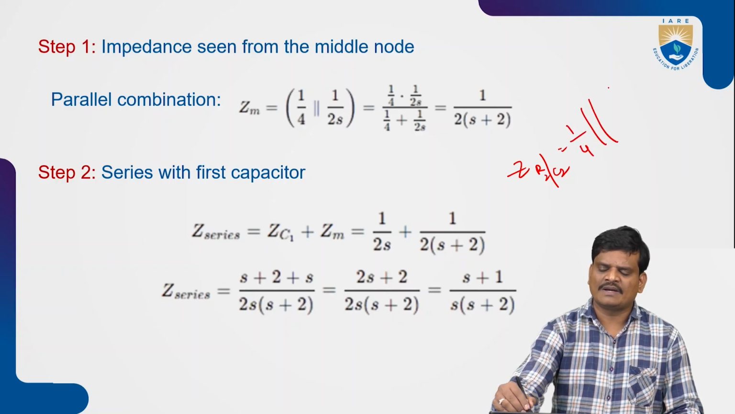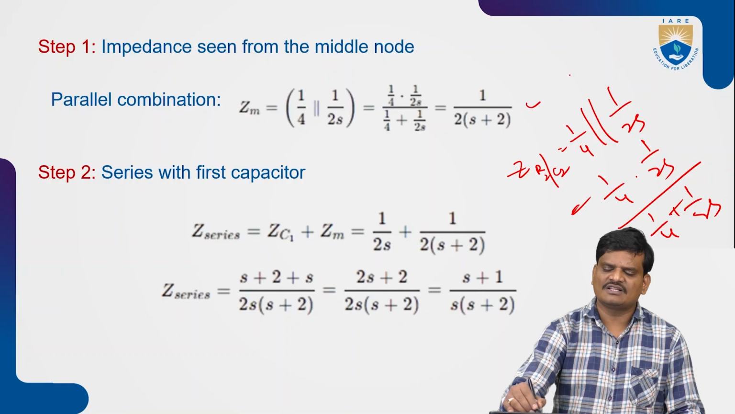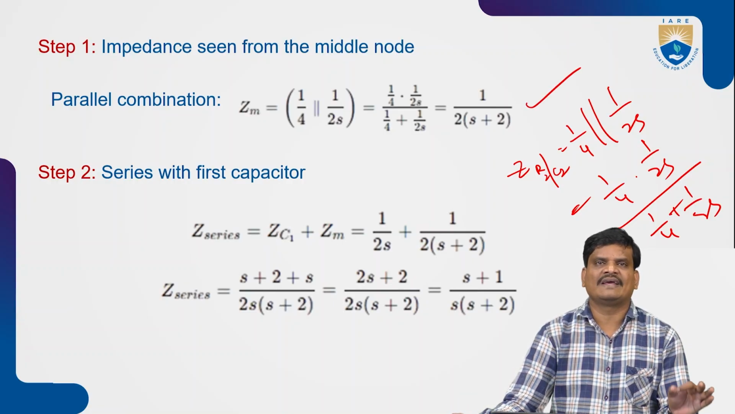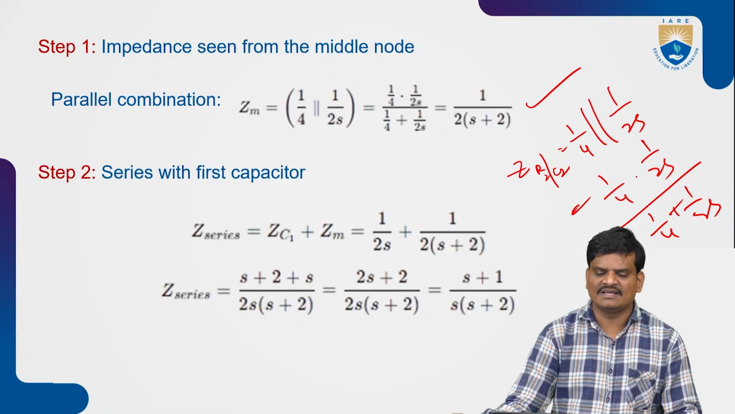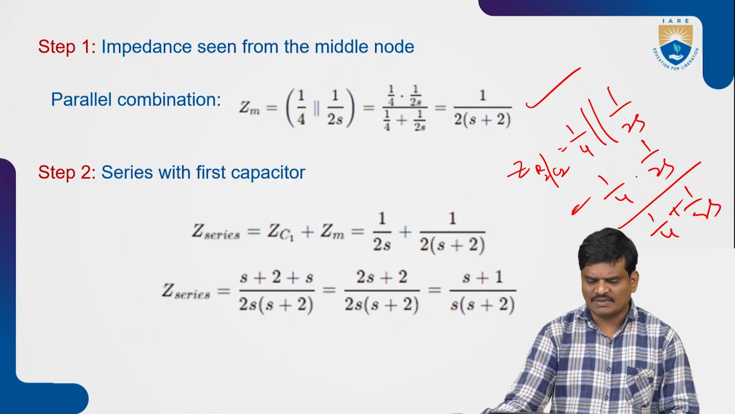So the parallel combination impedance of R2 and C2 is 1 by 4 in parallel with 1 by 2s. So 1 by 4 into 1 by 2s by 1 by 4 plus 1 by 2s. The final expression evaluated for the parallel combination present in the given circuit is 1 by 2 into S plus 2.